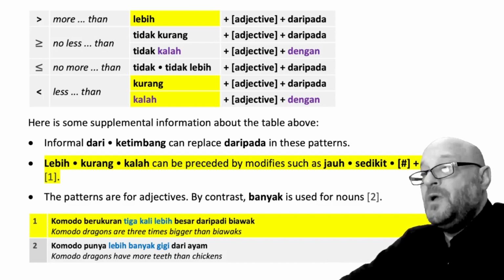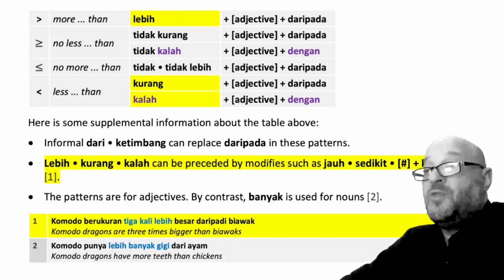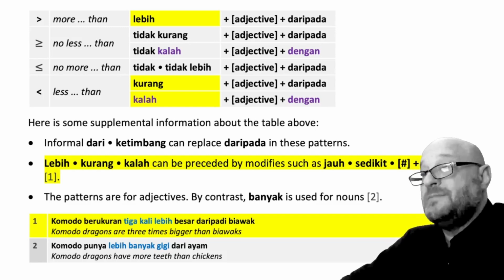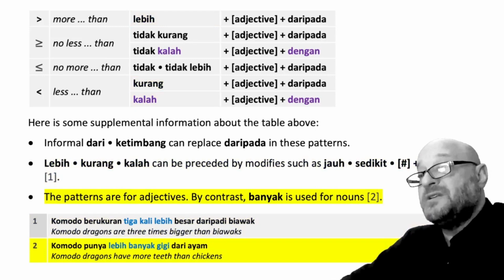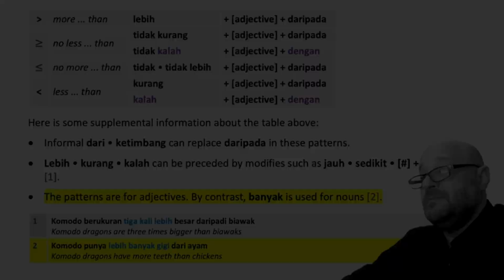Example 1, Komodo berukuran 3 kali lebih besar daripada biawak. Komodo dragons are 3 times bigger than monitor lizards. The patterns are for adjectives. For nouns, use banyak. Example 2, Komodo punya lebih banyak gigi dari ayam. Komodo dragons have more teeth than chickens.